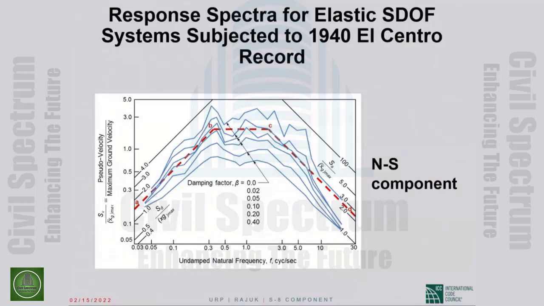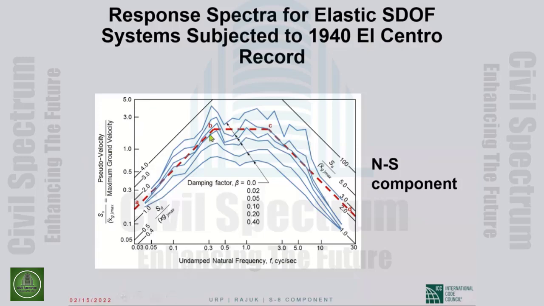Now, this is a plot directly taken from Professor Newmark's papers. So what he has done, first of all, because it is a Newmark plot, the x-axis now has the frequencies, not the periods. On the y-axis, it is spectral pseudo-velocity, except that it has been normalized with respect to the maximum ground velocity. So on the y-axis, we have numbers: spectral pseudo-velocity divided by the peak ground velocity.